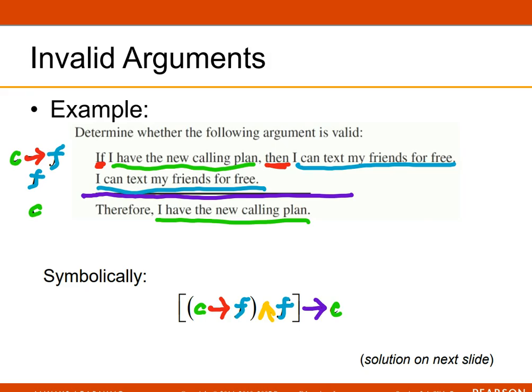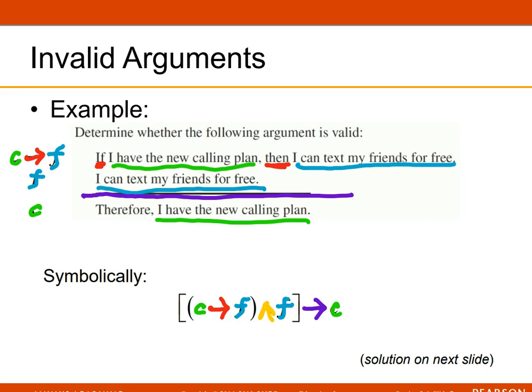So that's your first premise. If I have a new calling plan, then I can text my friends for free. So that's if C, then F. The second premise just says I can text my friends for free. That is the statement represented by the letter F. Then you have, and I put all that in blue.